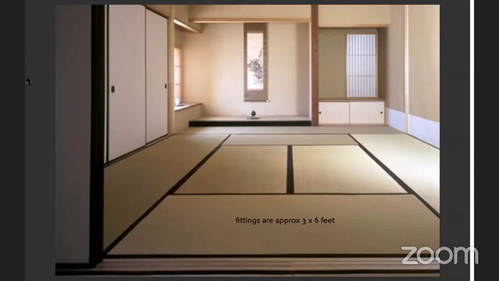The size of the tatami mat, shoji screen door or sliding door are all about 3 by 6 feet. And the Japanese equivalent of 1 foot is about 30 centimeters, just slightly bigger than a foot.